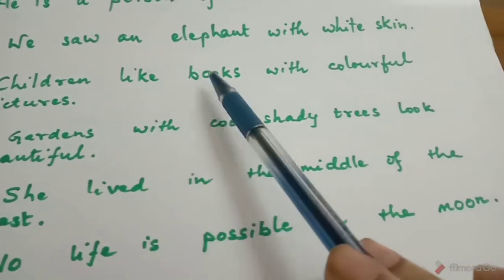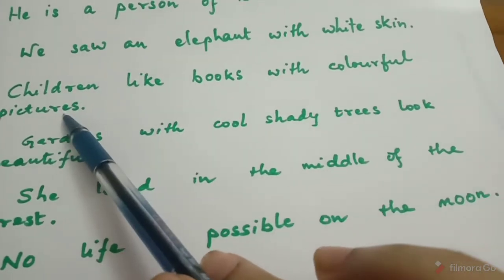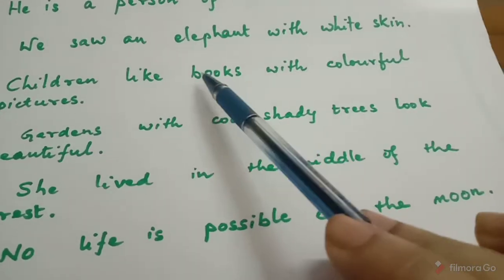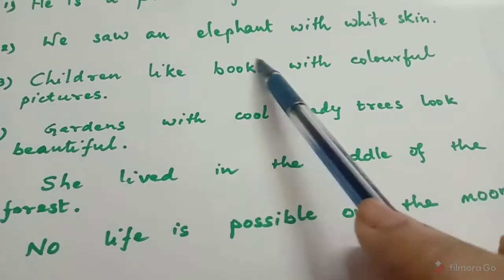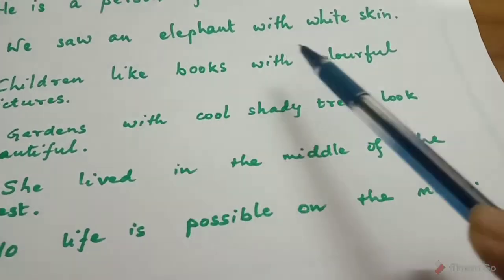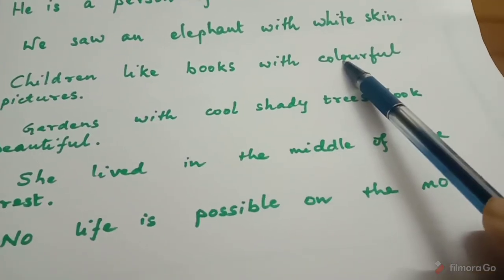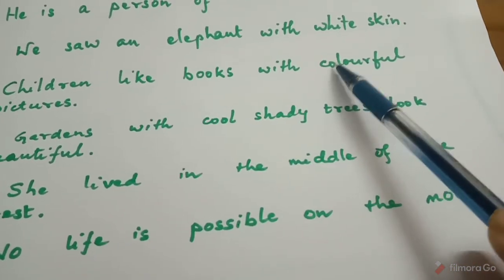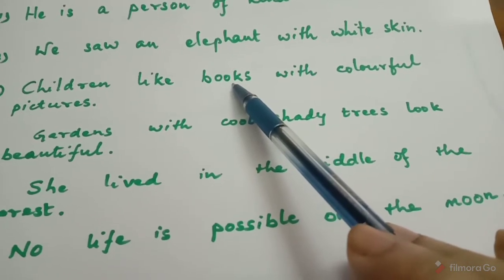Number 3, children like books with colorful pictures. So with colorful pictures, that is my phrase, because it is telling me something about books. And children like books. This is the complete part of the sentence. Children like books. It has a subject, it has a predicate, like books, like is a verb. And with colorful pictures, this group of words does not have a subject or does not have a verb. So with colorful pictures is my phrase, and it is an adjective phrase, right? It is an adjective phrase because it is telling you what kind of books do children like.